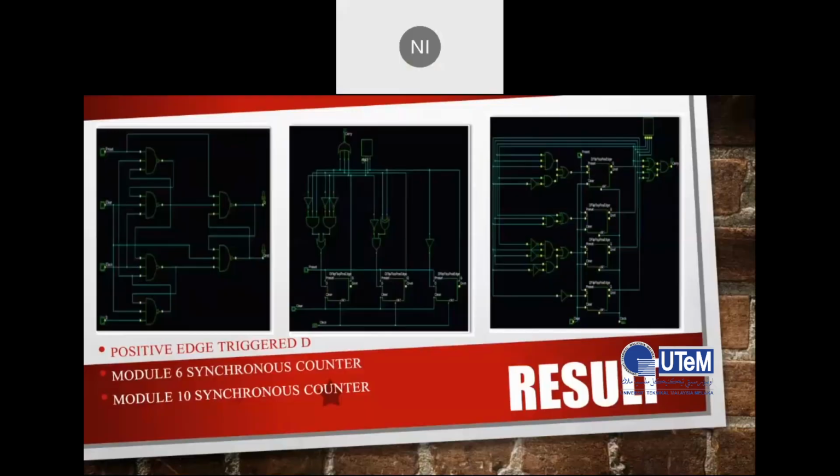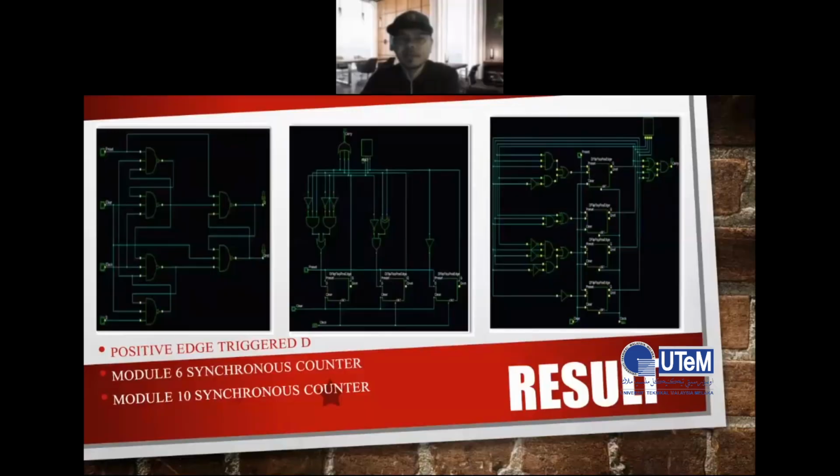Okay, my name is Muhammad Ashraf bin Harun. I'm one of the members. Now I want to show the result from my team. Okay, first you can see the first result, the positive edge trigger D.